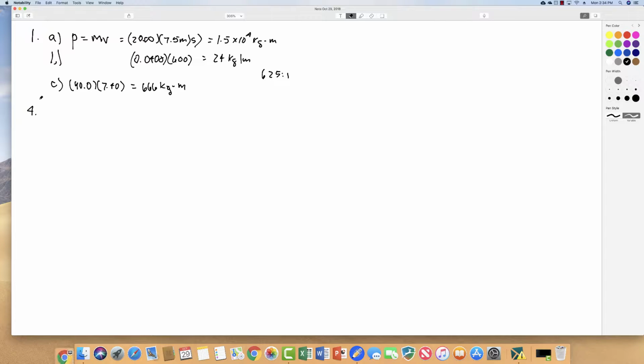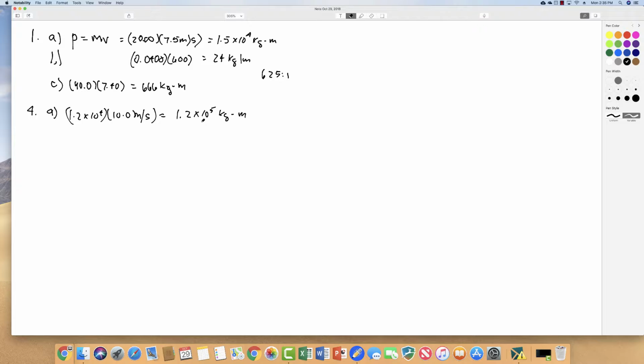Problem number 4 states, what is the momentum of a garbage truck that is 1.2 times 10 to the fourth kilograms and is moving at 10 meters per second? Same formula as up here, 1.2 times 10 to the fourth kilograms at 10.0 meters per second. It's going to be 1.2 times 10 to the fifth kilogram meters per second.